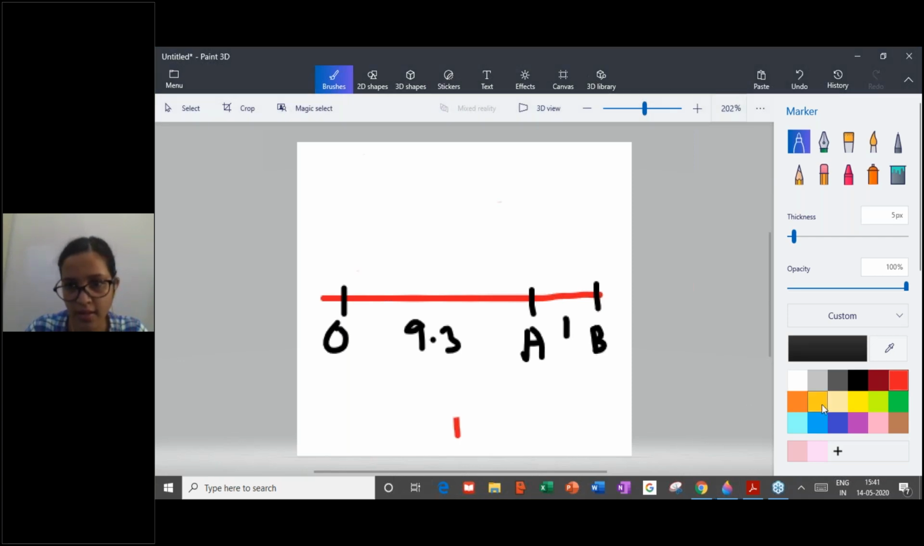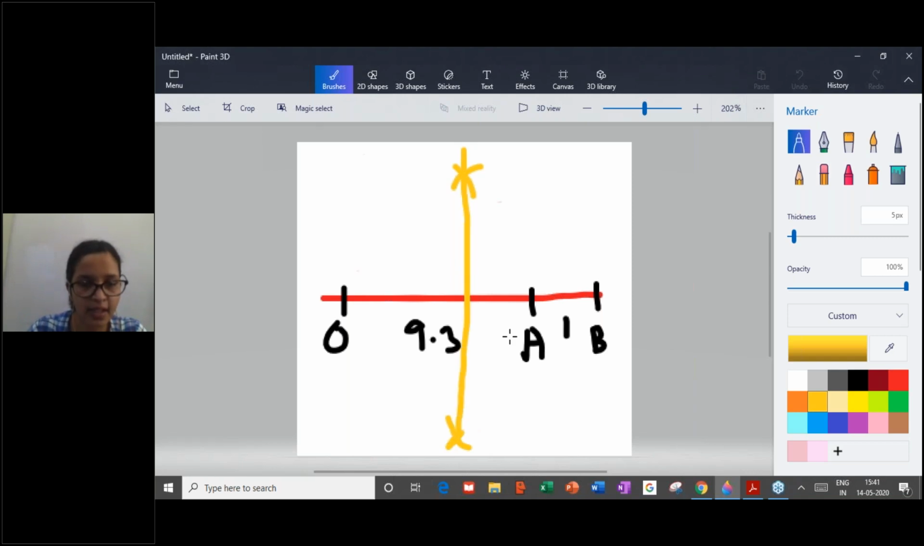Now you bisect the line OB by drawing arcs here and here. Okay, this is something already there. By drawing arcs here and here, you get this line. Now taking this as the center, suppose this is D, I'll take another color. Taking this as the radius, draw a semicircle. So we'll cut through here, right?